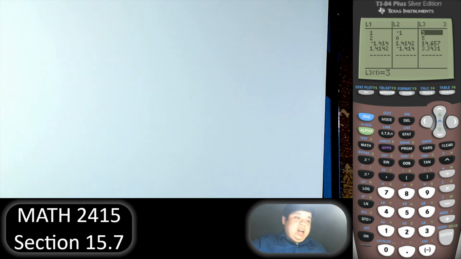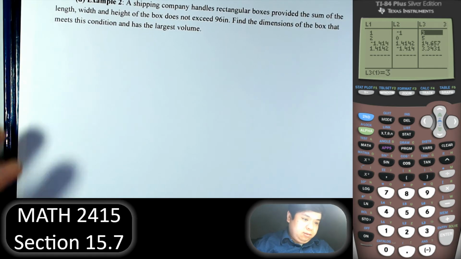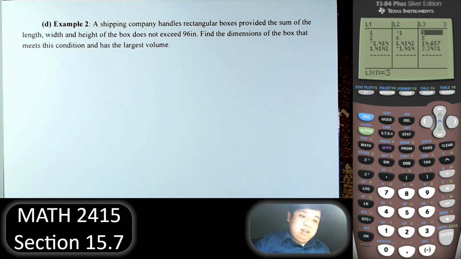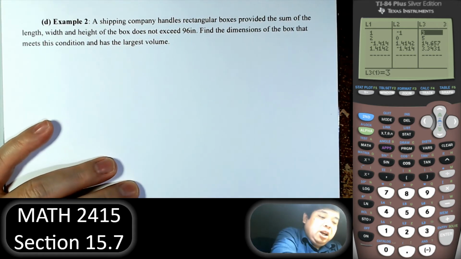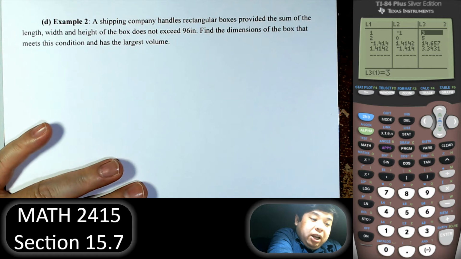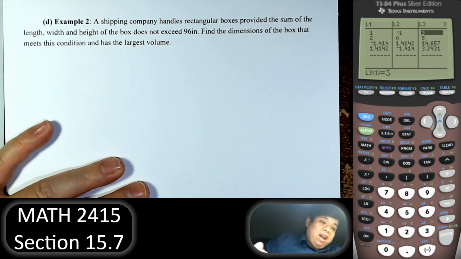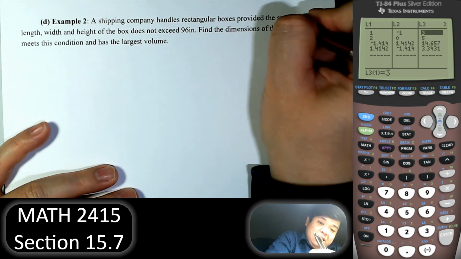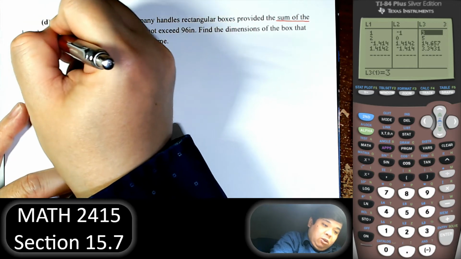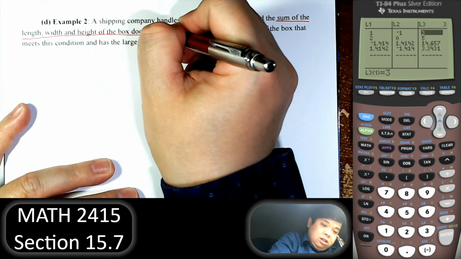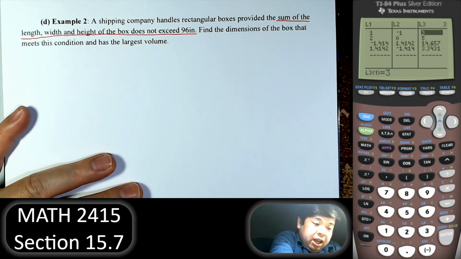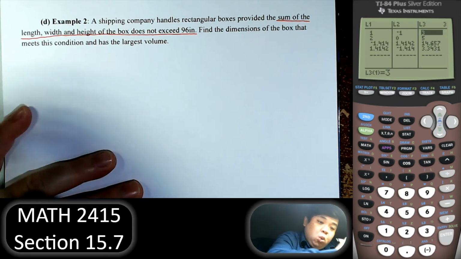Now we have an application. Once again, I did mention that this is a very long section. A shipping company handles rectangular boxes, provided that the sum of length, width, and height does not exceed 96. So the sum of length, width, and height is no more than 96. Find the dimensions of the box with the largest volume.